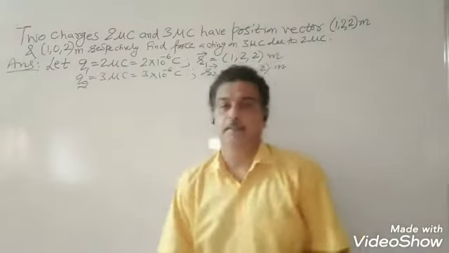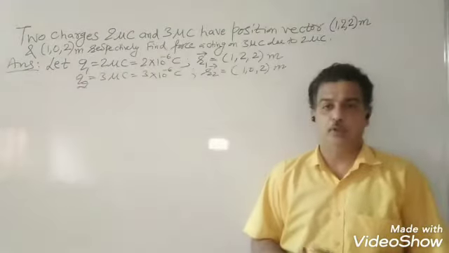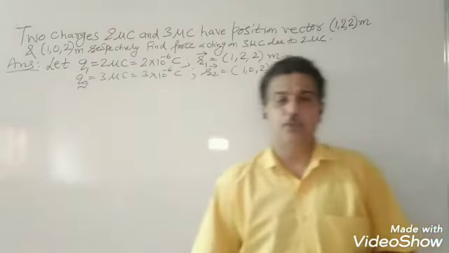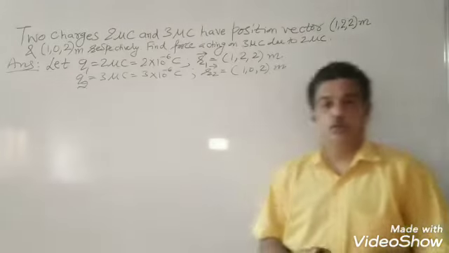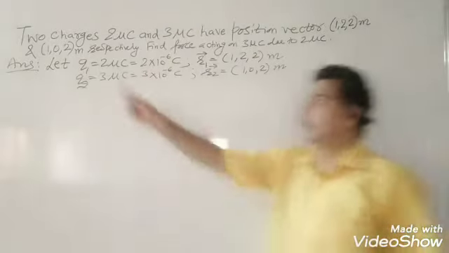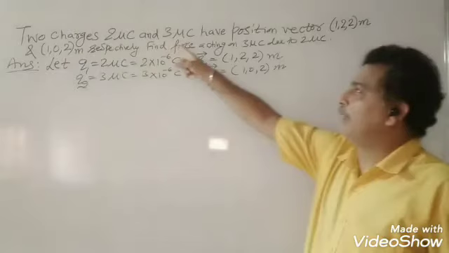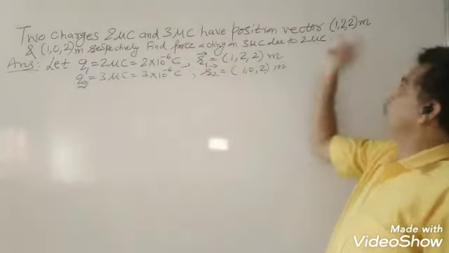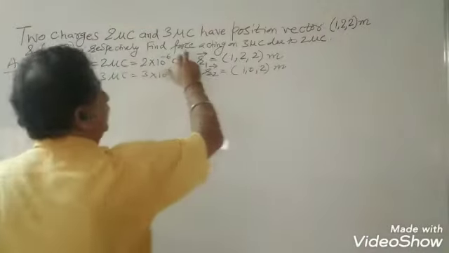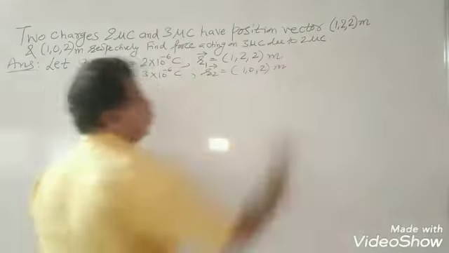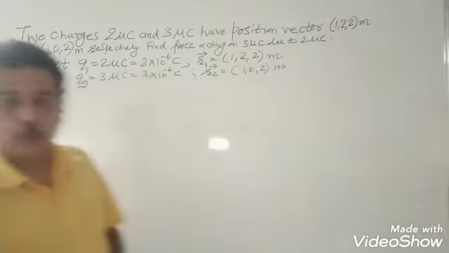Hello students, in the last lecture we have studied Coulomb's law in vector form. Today we will see the numerical related to Coulomb's law in vector form. The question is, two charges 2 microcoulomb and 3 microcoulomb have position vectors (1, 2, 2) meter and (1, 0, 2) meter respectively. Find the force acting on 3 microcoulomb due to 2 microcoulomb.